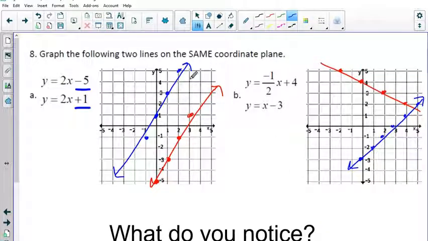So in one of the cases, these are parallel. In the other case, it seems to intersect. So how could we know that without having to graph? And that's what I want you to get out of this: if I were to graph it, it's easy to tell, but how can I know that without graphing?